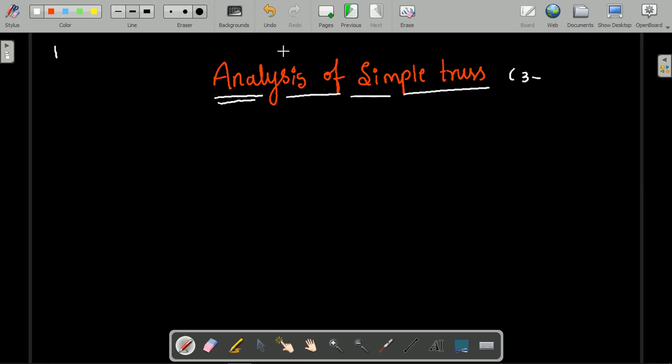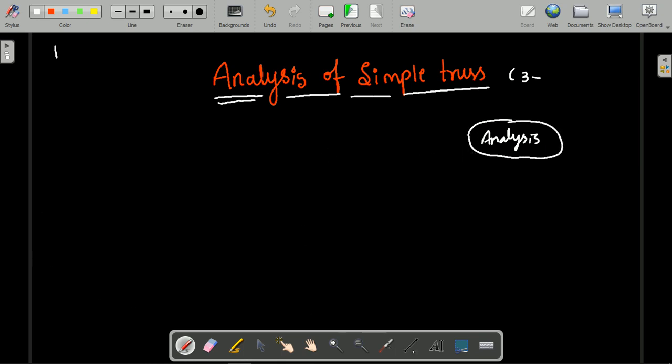Before starting with this, you must understand what we mean by analysis. Whatever problems we have solved with Lami's theorem and the different theorems using the equilibrium conditions, we were finding the support reactions and the unknowns. So you must understand what we mean by analysis.